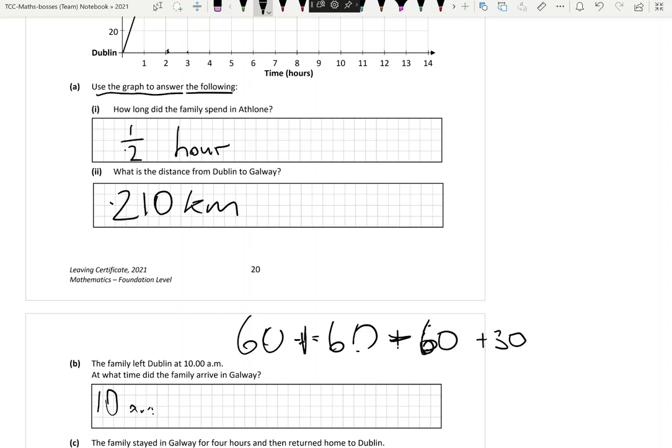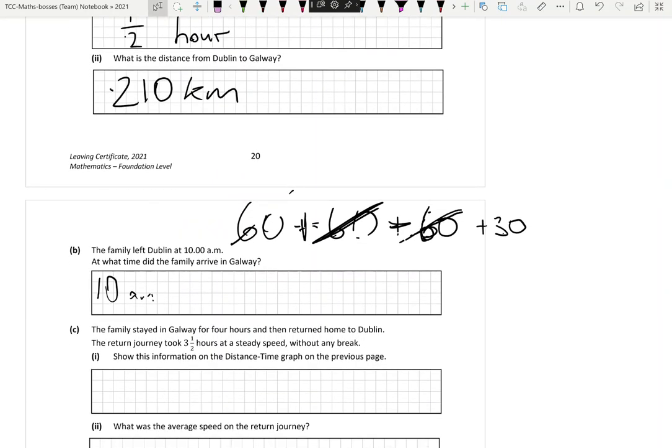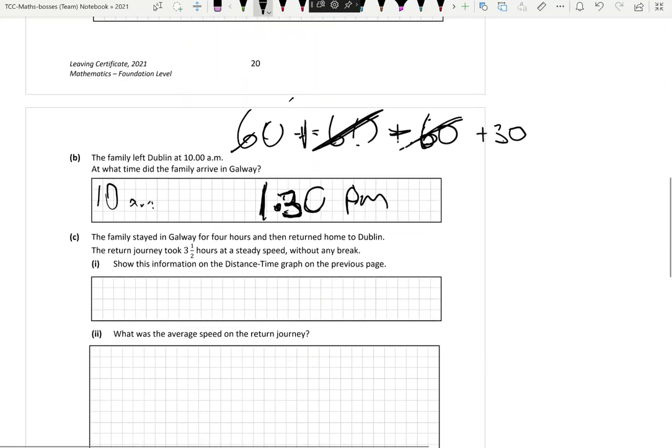Okay, so adding on the first hour brings us to 11 a.m. The next hour brings us to 12 noon. The next hour brings us to 1 p.m. So it'll be 1:30. And it's not a.m., it's p.m. Okay, now your rough work there is more for you than anything else. That will be accepted without showing your work. And if you write down 1:30, that'll be fine.